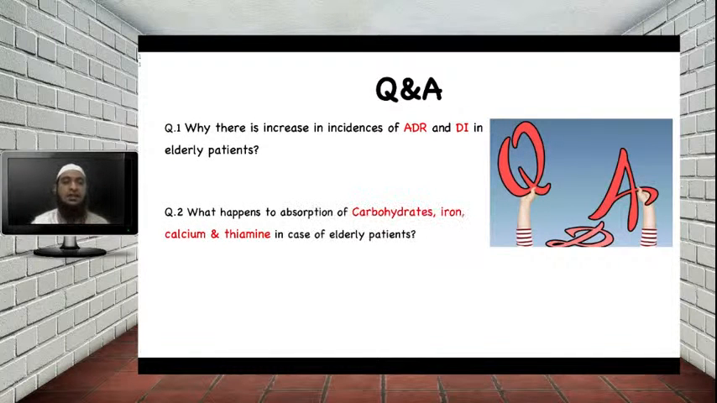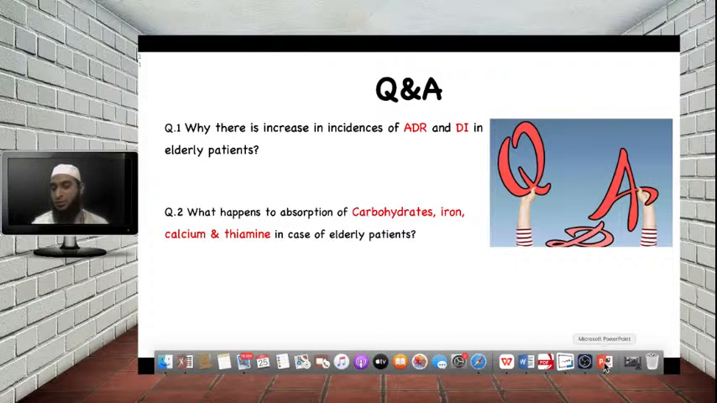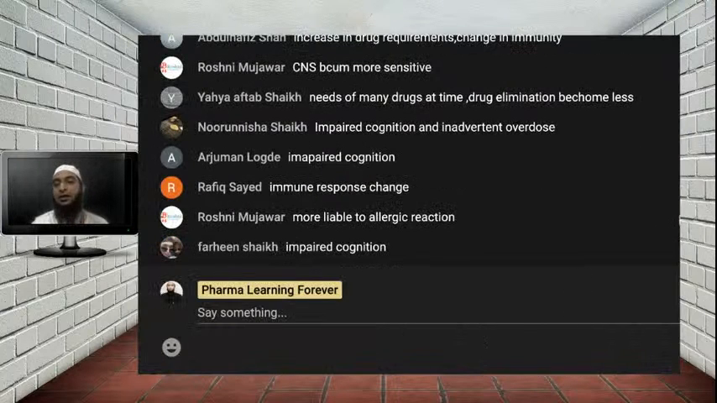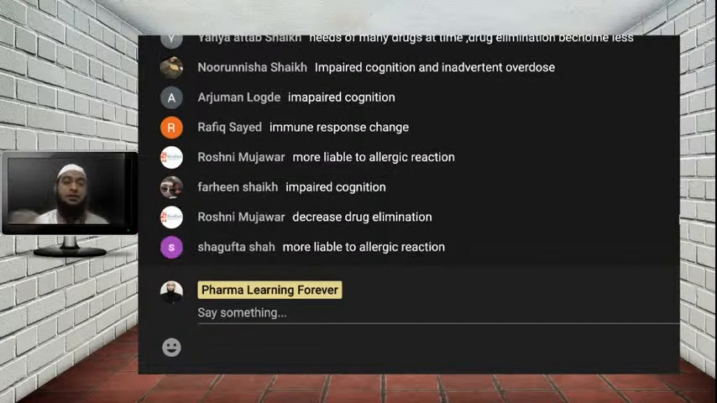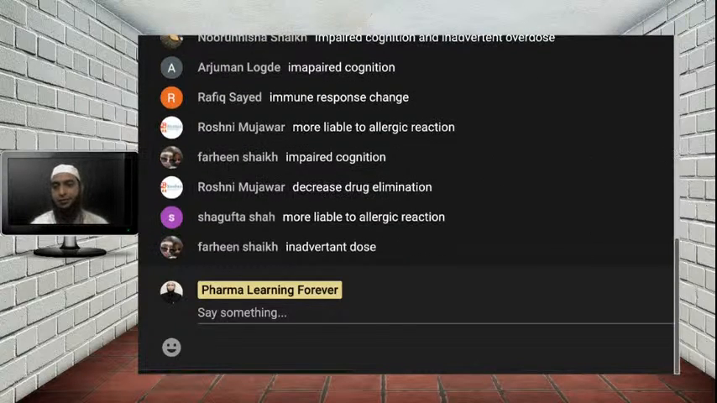My next question is very simple. What happens to the absorption of carbohydrates, iron, calcium and thiamine in the case of elderly patients? So the answer is very simple. I'm expecting the answer simply as either there is a decrease in absorption or an increase in absorption of those drugs. So let's see who gives the first answer.